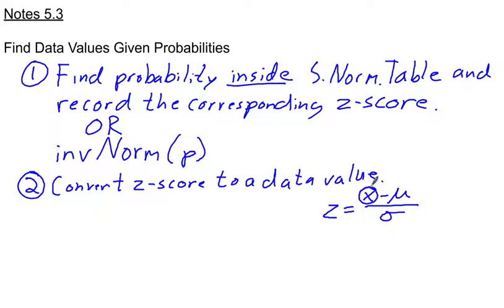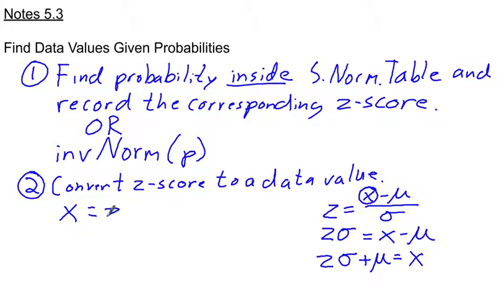So in solving this formula, the first thing I can do is multiply both sides by the standard deviation. So I have z-score times the standard deviation equals our data value minus the mean. Then I can add the mean to both sides. So I end up with z-score times the standard deviation plus the mean will equal our data value. So I'll write that formula over here.